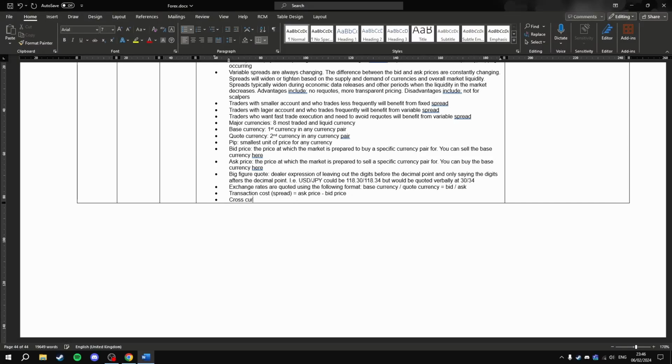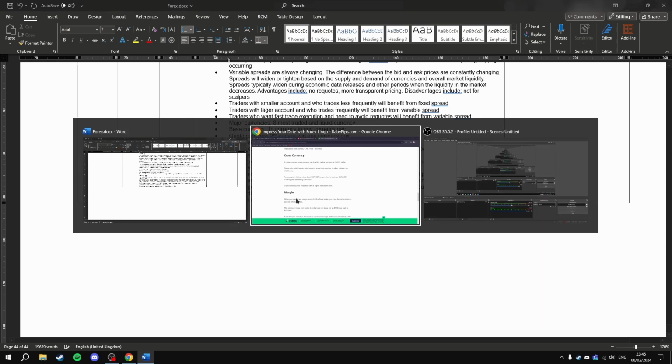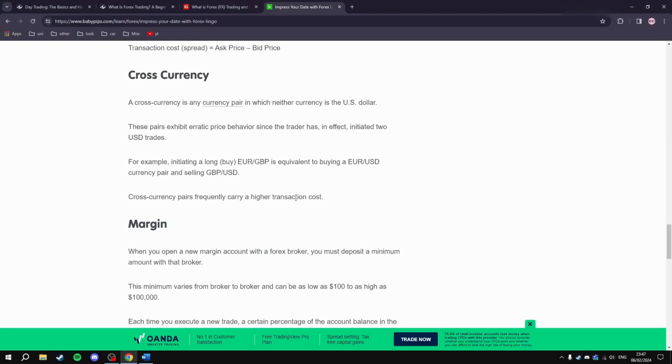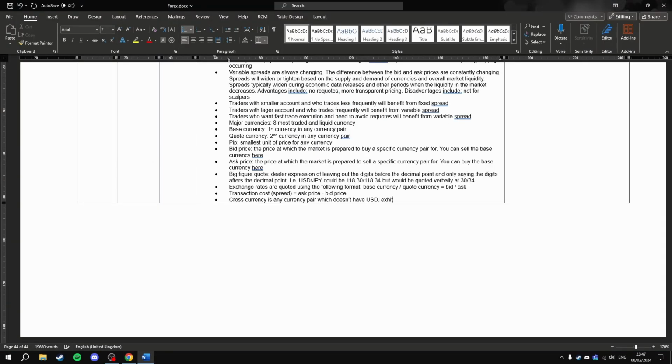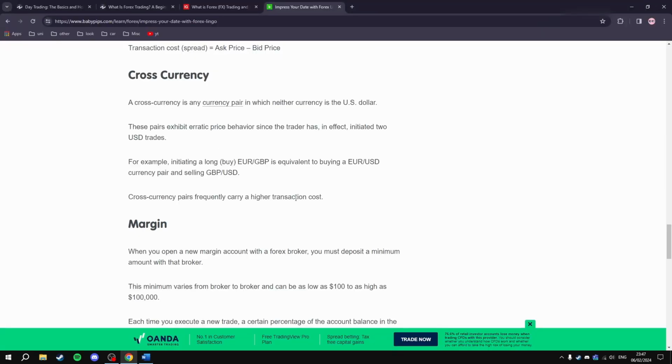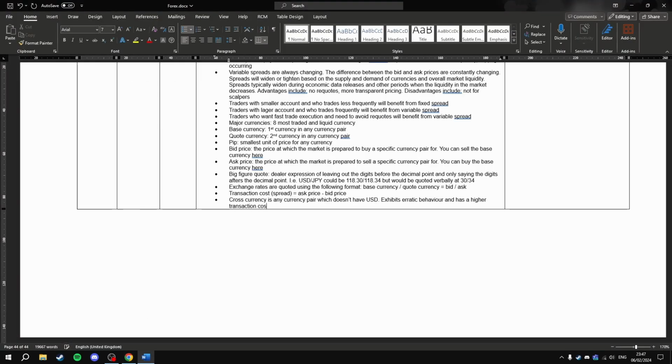So a cross currency is any currency pair which doesn't have USD, exhibits erratic behavior, I think that means volatile behavior, and has a higher transaction cost.